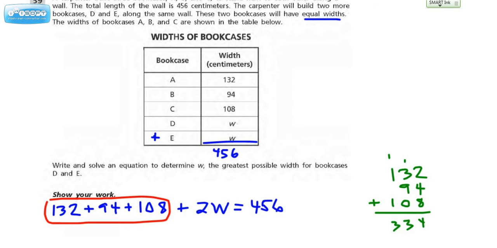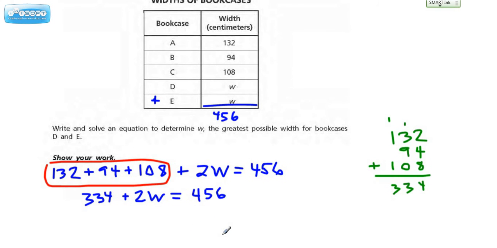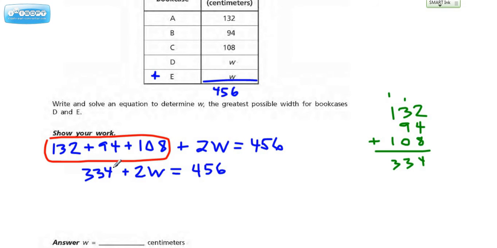All right, so here's what we know. We know that all of the stuff in the red box equals 334. And if we add 2 bookcases, which each have the same width, to that, then the total of these 2 things would have to add up to be 456. All right, so the next step to solving this equation, the opposite of add 334 is to subtract 334.